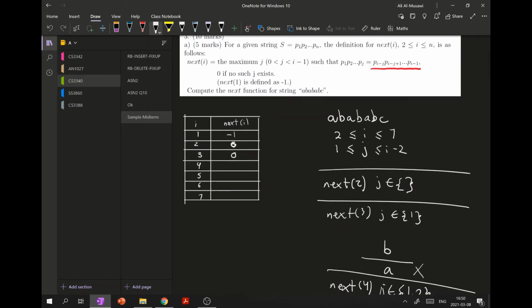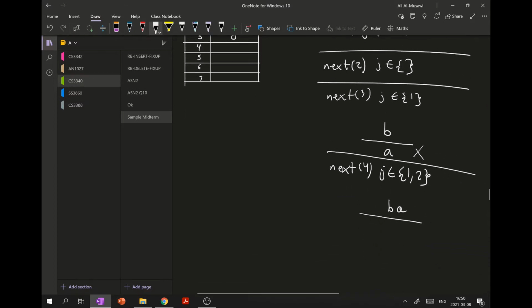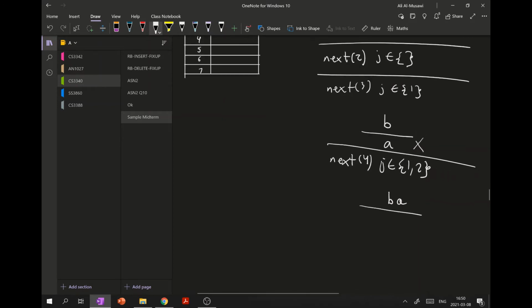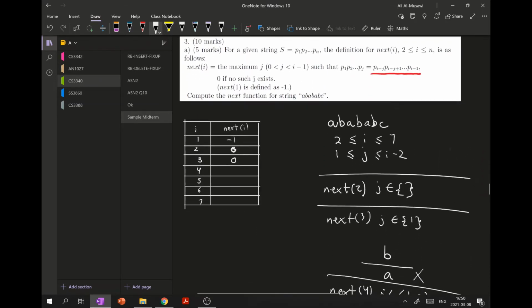Now the left-hand side, we compute it by ranging j over the set 1, 2. It's easier to start with j equal to 2, because we don't have to search everything. We start with the max j and go to the min j. As soon as we find a match, we stop the search. So I will start with j equal to 2. When j equals 2, I have p1 up to p2, so that's ab.